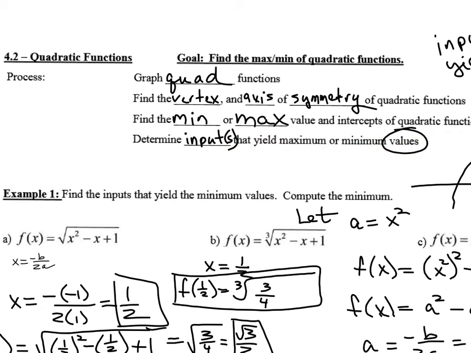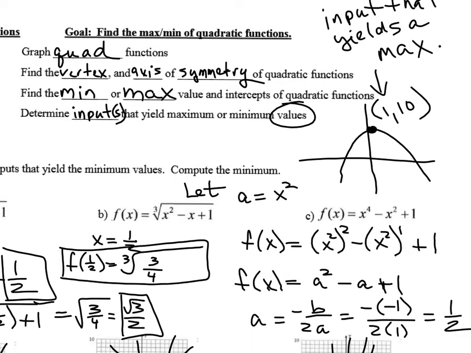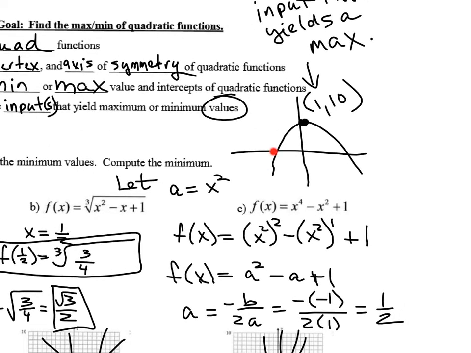So why did I circle values here? Inputs are inputs x that yield, meaning that give us a max or min. If we see right here, let's say an upside down facing parabola, the input x equals 1 yields a max of 10, where 10 is the max. This is just terminology to make sure we understand what it means. So the output is the max and the input yields it, or it may say produce, or where the max occurs.